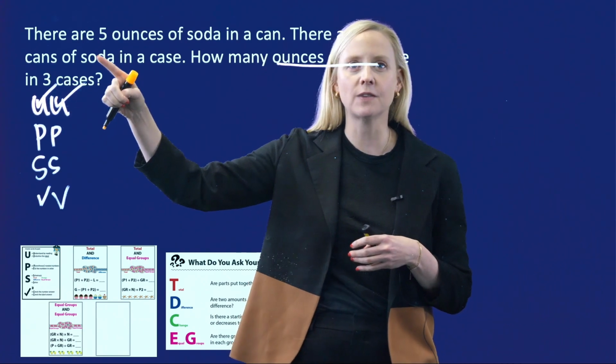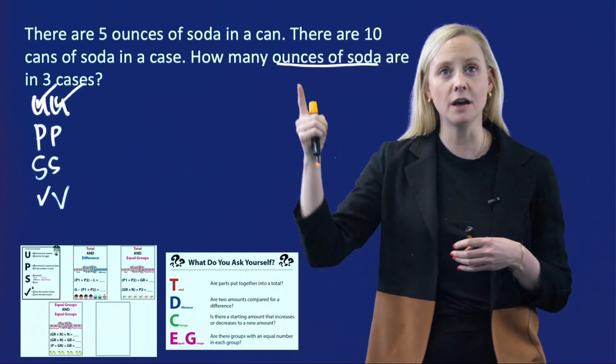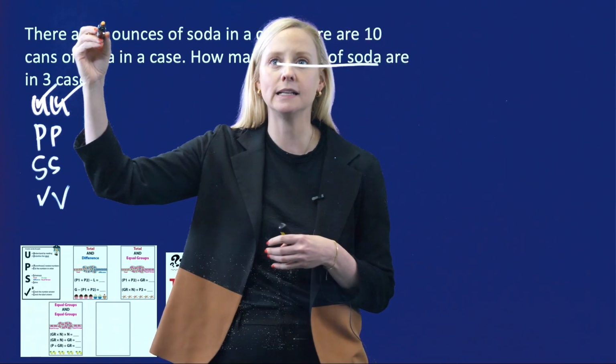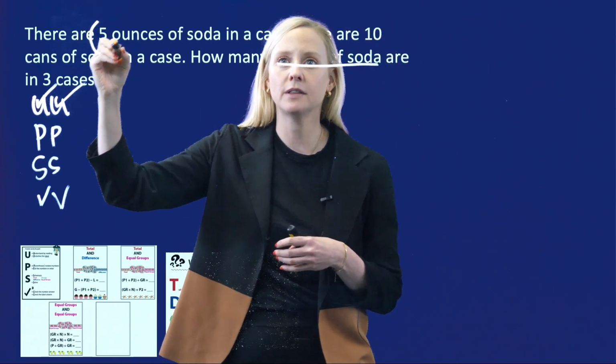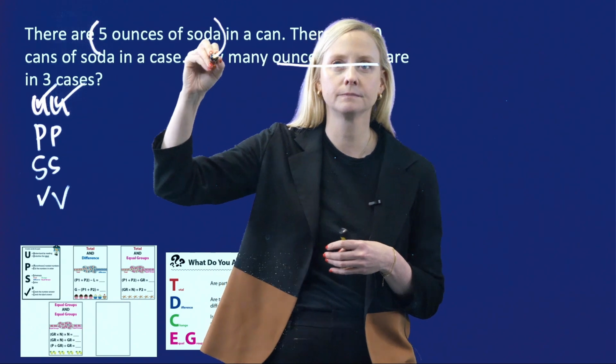Our first number is 5. That's about ounces of soda. That matches my label, so I know I need that number. So I'm going to put that in parentheses.